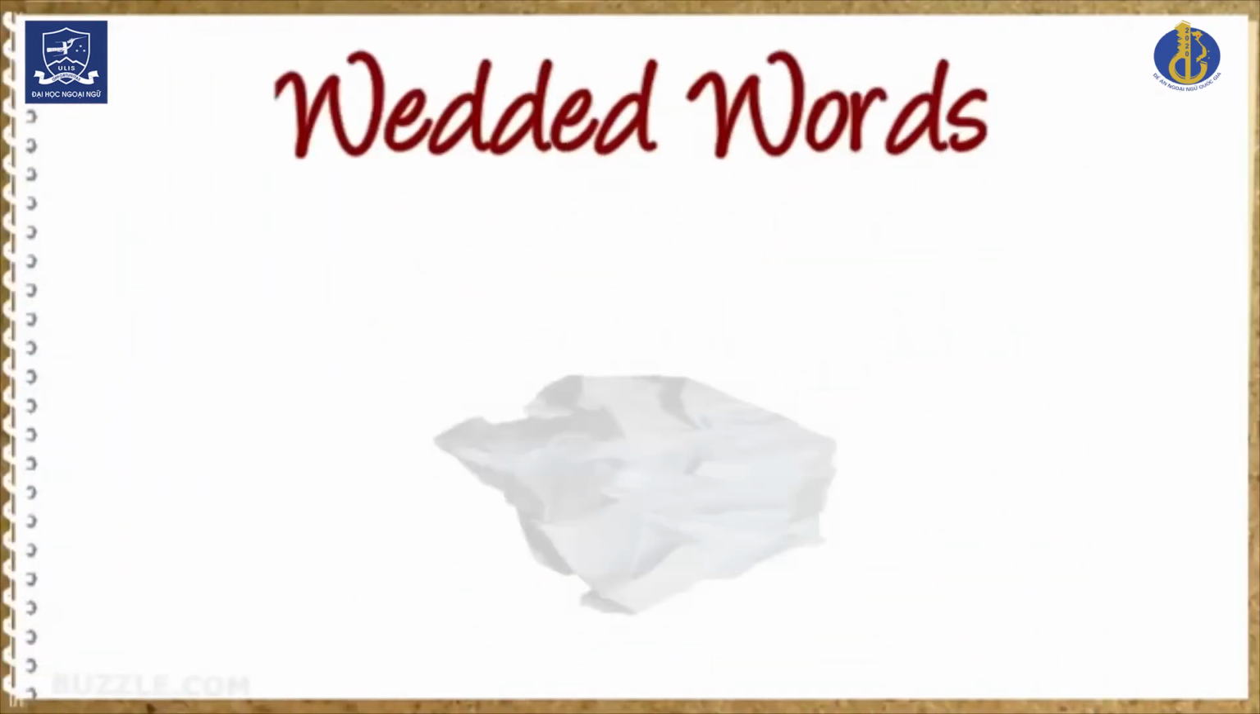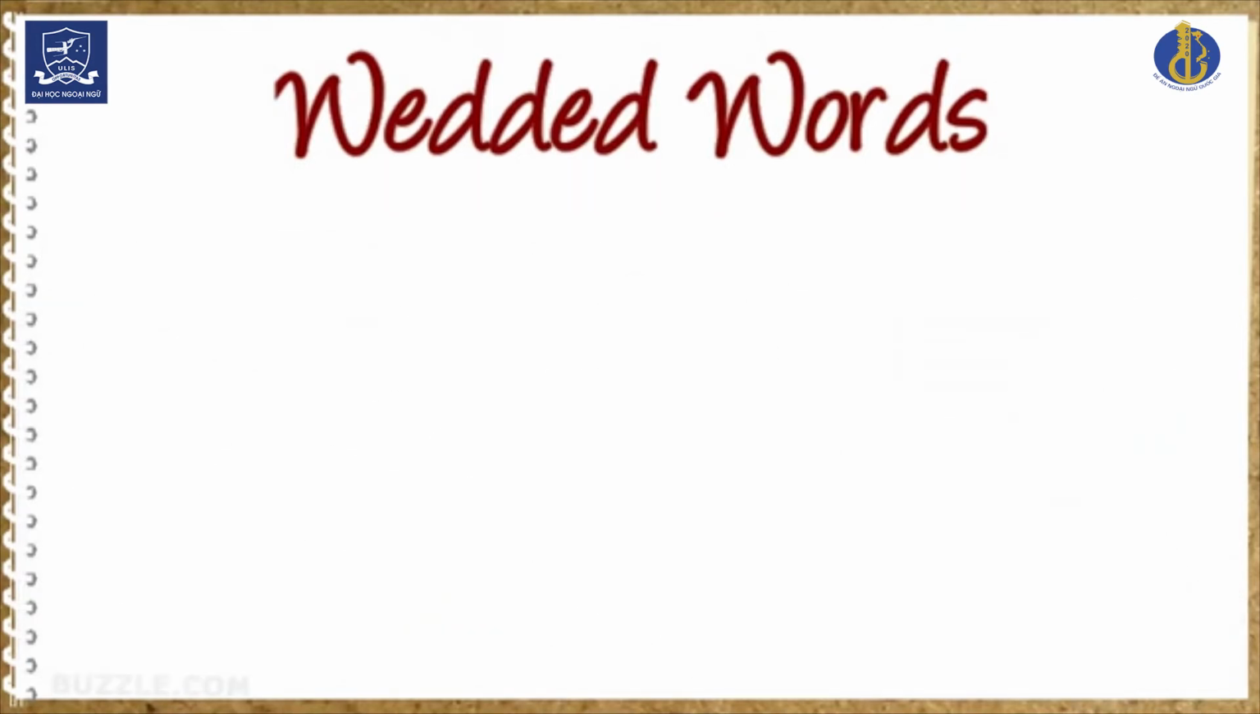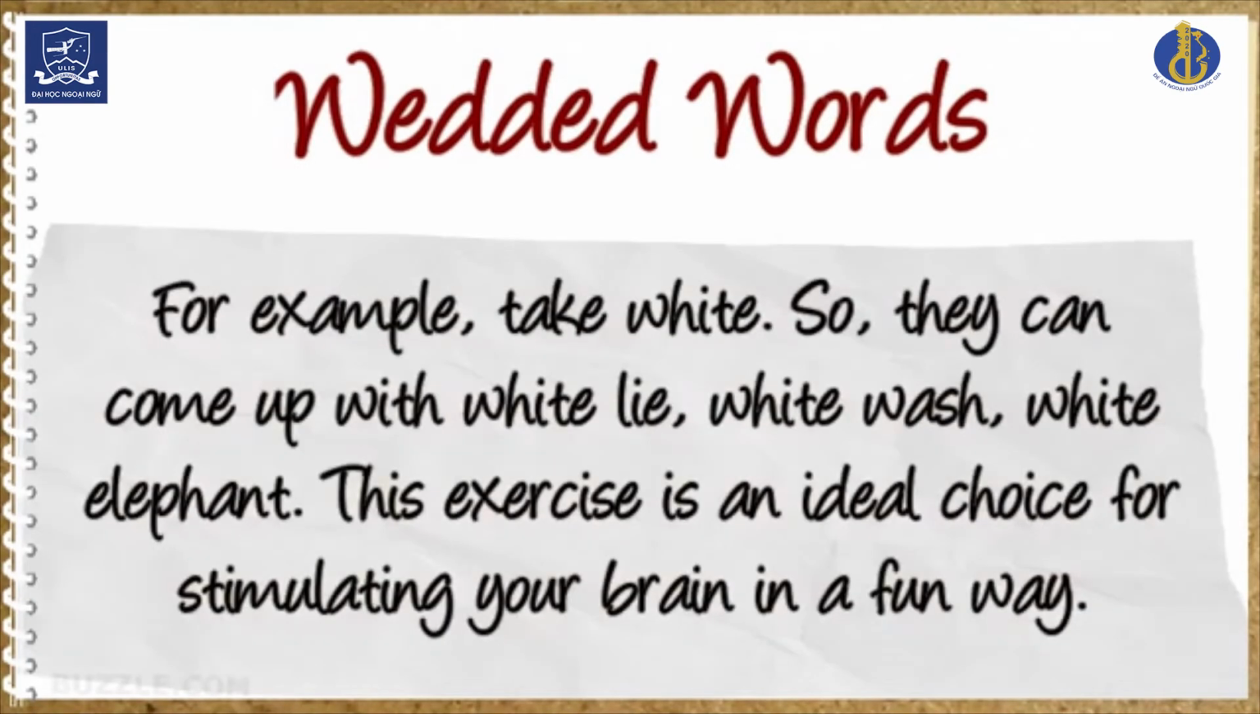Wedded words. Give a random word to the participants and ask them to add words to the given word in order to make combinations that ideally go together. For example, take white. So, they can come up with white lie, whitewash, white elephant. This exercise is an ideal choice for stimulating your brain in a fun way.